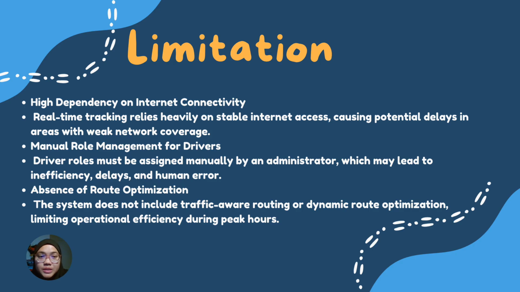The limitations that we face in this project are, first, the high dependency on internet connectivity. Our real-time tracking relies heavily on stable internet access, which causes potential delays in areas with weak network coverage. Second, manual role management for drivers, where driver roles must be assigned manually by an administrator, which may lead to inefficiency, delays, and human error. Third, the absence of route optimization, where the system does not include traffic-aware routing or dynamic route optimization, which limits the operational efficiency during peak hours.